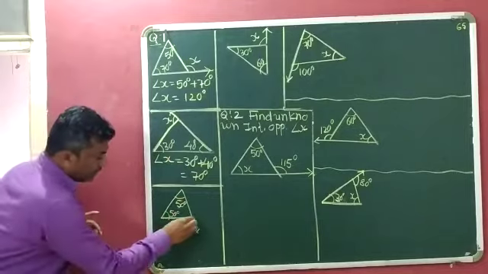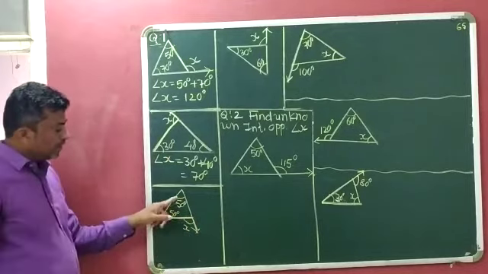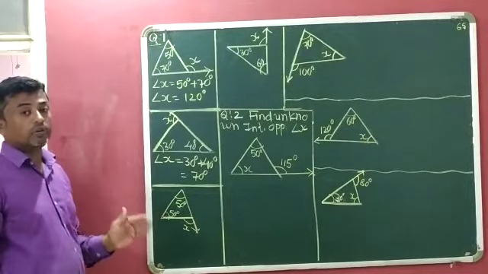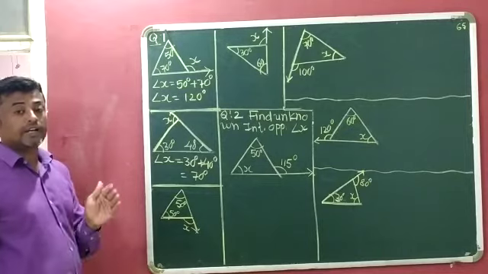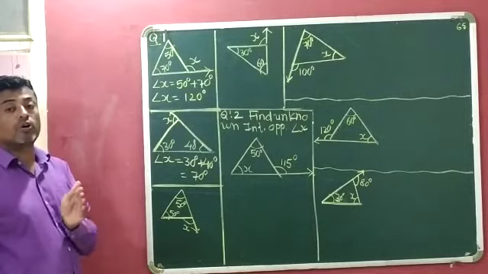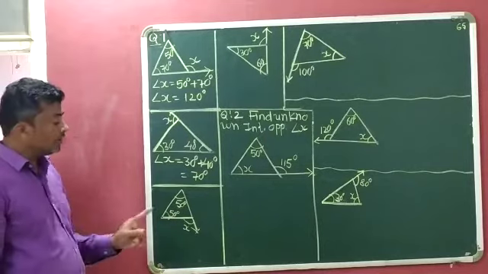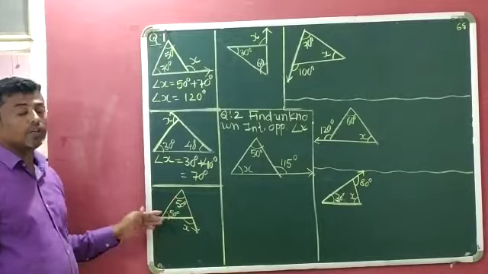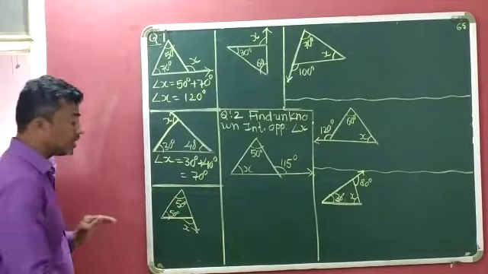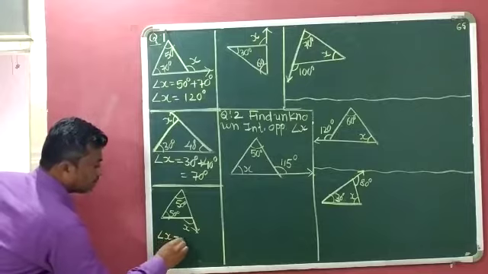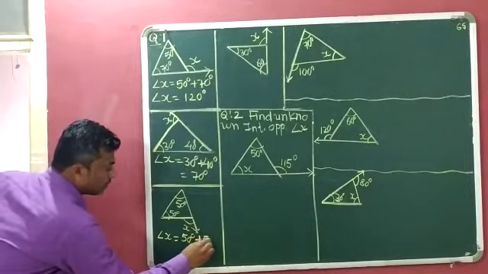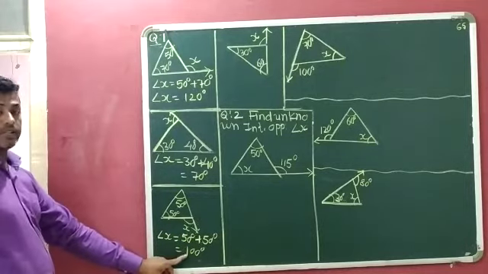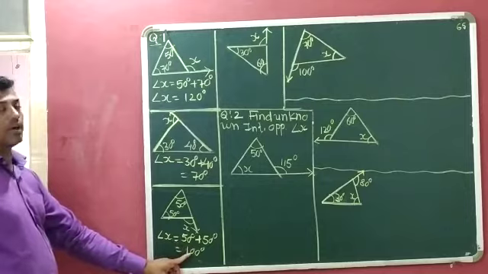Third figure. See here, the exterior angle is given here and this 50 degree and 50 degree are the interior opposite angles. And we know the exterior angle property, an exterior angle is equal to the sum of its interior opposite angles. Means to identify the value of x, we will add this 50 degree and 50 degree because both are interior opposite angles. So exterior angle x is equal to 50 degree plus 50 degree is equal to 100 degree. So final answer is angle x is equal to 100 degree.